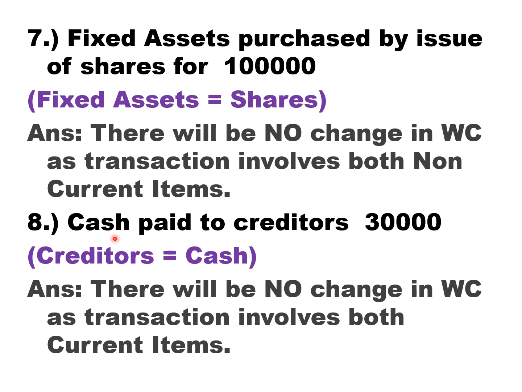Next, eighth one, students: cash paid to creditor. Creditor receives cash and cash goes out. The two accounts are creditor account and cash account. Creditor is a current liability, cash is a current asset, so there will be no change in working capital as the transaction involves both current items.